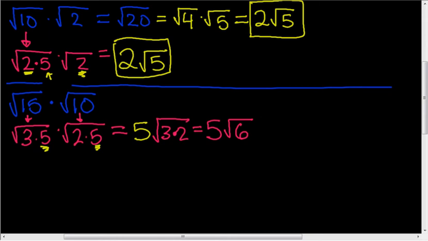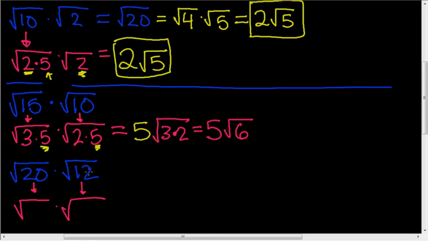We can even do this with, I guess I'll do 2 more. Let's do square root of 20 times the square root of 12. I don't want to multiply these and get 240 and try to factor that. Instead, let's break this up. And let's be smart about how we break this up. Like, I don't want to list all the factors of 20.